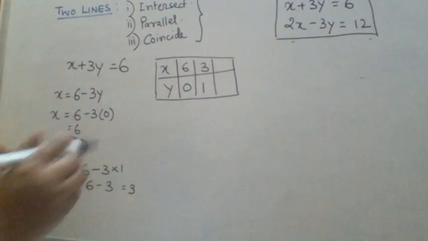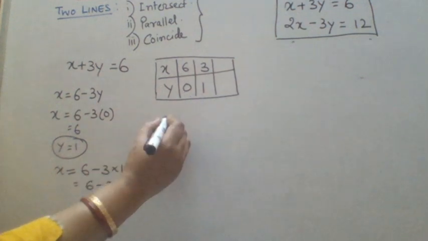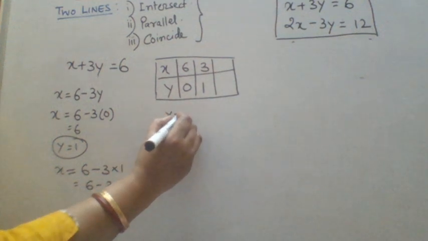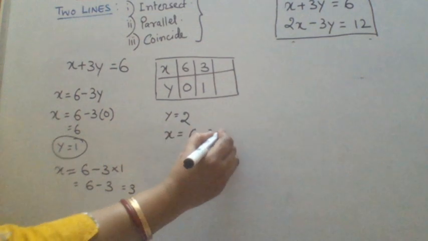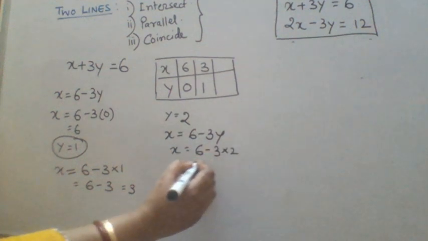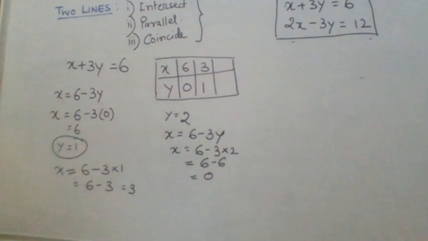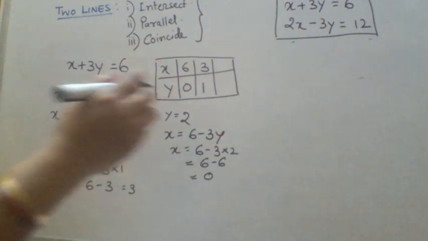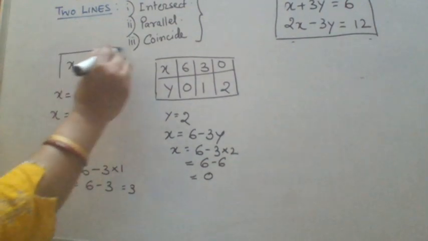Now let us generate small values, say 1, minus 1, 2, minus 2. These are the values we generally prefer. So for the third one, say y is equal to 2, then x is equal to 6 minus 3y, right? So if you take y equal to 2, then x is equal to 6 minus 3 into 2. That is 6 minus 6 equal to 0. So you substitute this value, y equal to 2, x equal to 0.